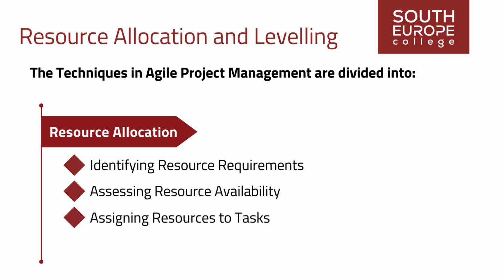Assigning resources to tasks. Resources are allocated to tasks in the project plan based on the resource requirements and availability. When assigning resources to tasks, project managers consider factors such as skill levels, experience, and workload capacity.